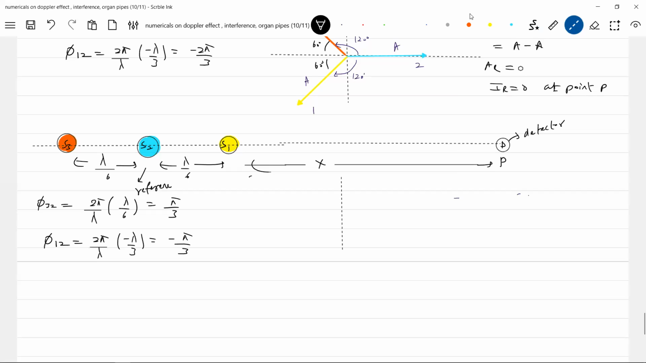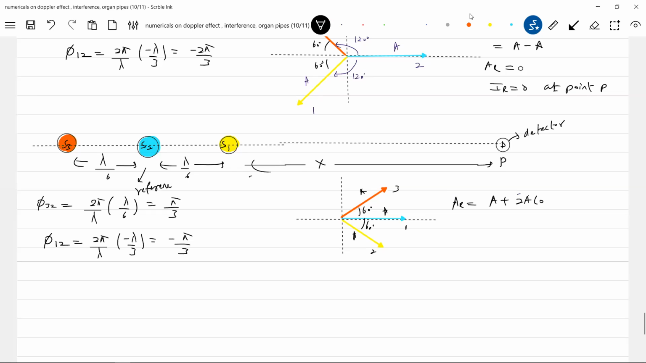And the phasor diagram, compared to wave 1 in blue color. Pi by 3 means how much it is? Pi by 3 means it is 60 degrees. This will be here, and the other one will be here. So this will be 60 degrees. The amplitudes are all the same. This is 1, 3, and this is 2. What is the resultant amplitude?